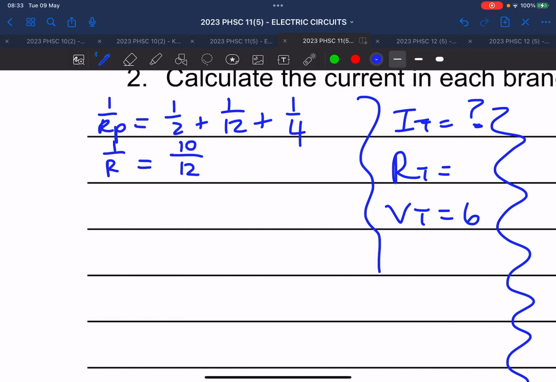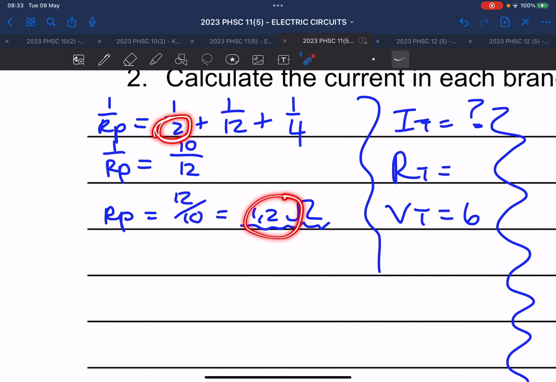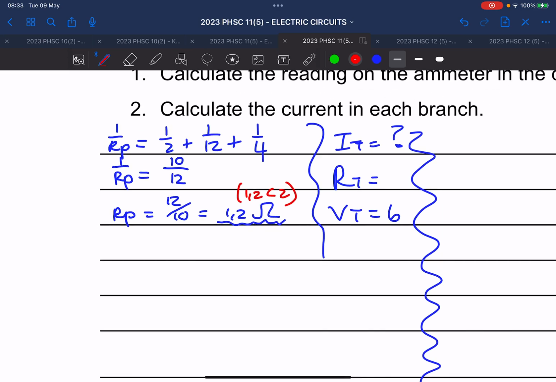Yes, 5 over 6. But remember, that is 1 over R parallel, and we don't want that, we want R parallel. So you swap them around: 6 over 5, and that gives you 1.2 ohms. How do you know you're more or less on the correct path? Yes, the 1.2 is smaller than your smallest one in parallel. Is 1.2 smaller than 2? Yes, it is. So you think you're on the correct path.